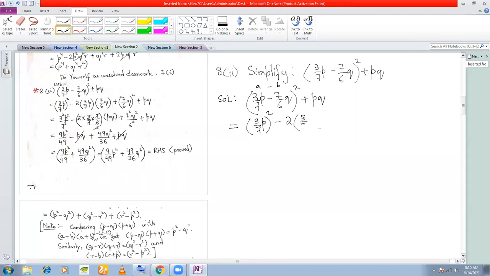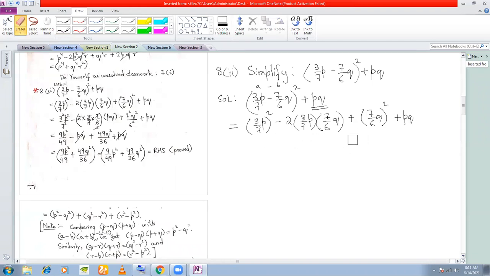b is your 7/6 q. So this is 3/7 p, and b is 7/6 q. Okay, so we have our a square and 2ab term. What is left? A b square term, right? We'll write plus b, here 7/6 q, whole square. So we have a square minus 2ab plus b square, and this additional term pq, so we write this as it is, plus pq.